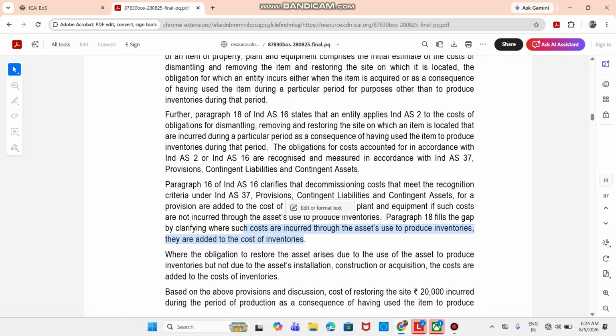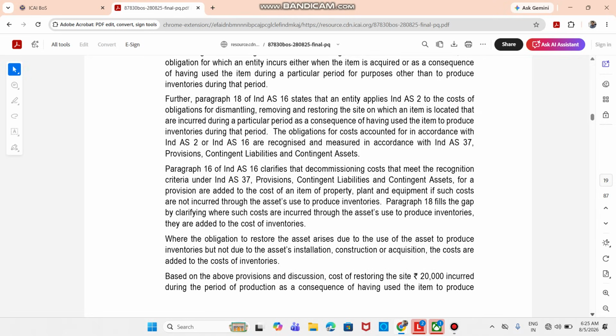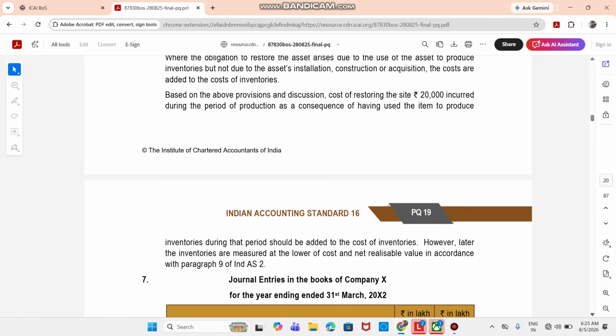So in this case, the obligation to restore the site arises due to the use of the asset to produce inventories, but not due to the asset's installation, construction or acquisition. This is the concluding aspect of this para for this particular question. So the costs are added to the cost of inventories. As per this provision and based on the above points, the cost of restoring the site of rupees 20,000 during the period, since it is not incurred to produce assets but to produce the inventories in this specific period, should be added to the cost of inventories.